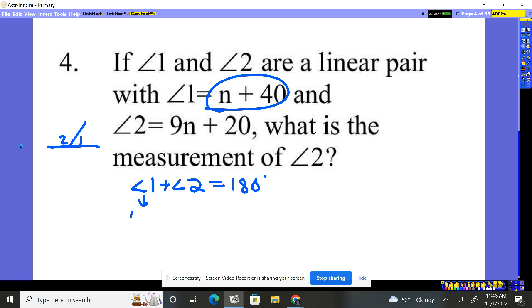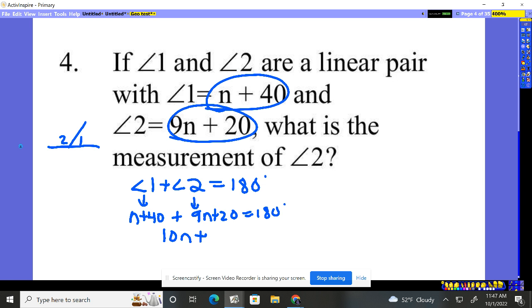So angle 1 is n plus 40. Angle 2, what is it? 9n plus 20. And it all has to add up to 180 because they are a linear pair. Same as if it said supplementary, they would do the same, add up to 180. So combining our n's gives us 10n. Combining our 40 and 20 gives us 60, equals 180.